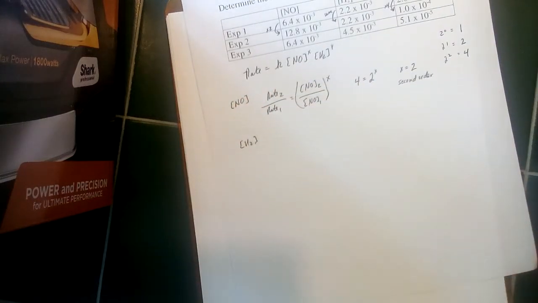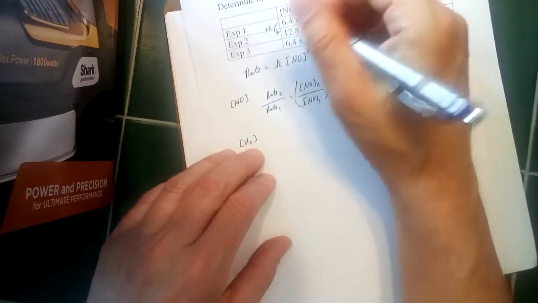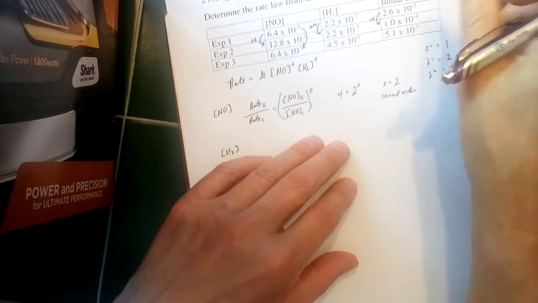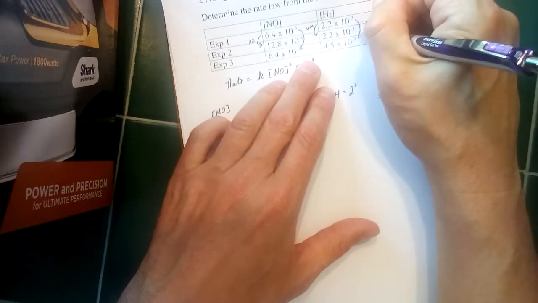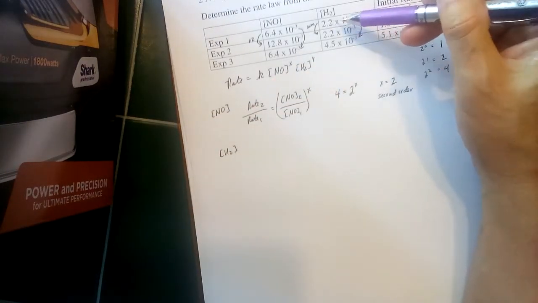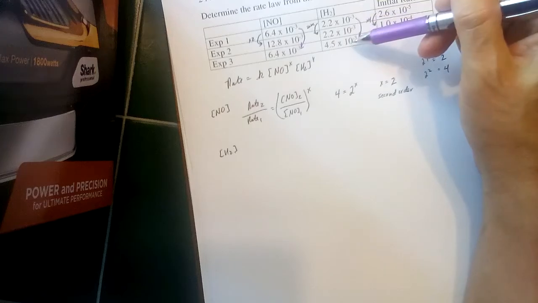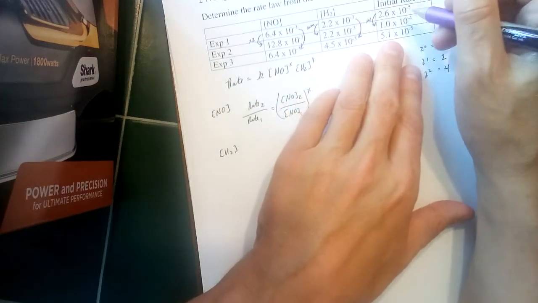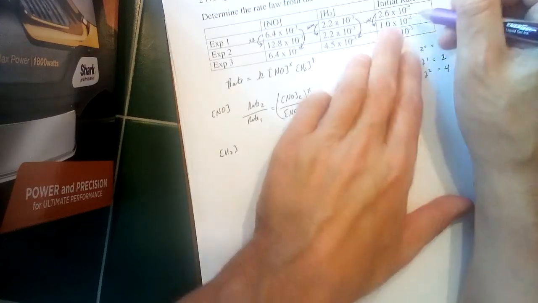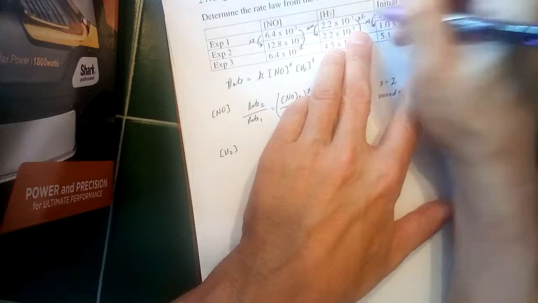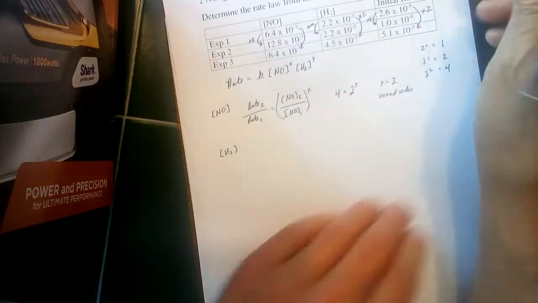In this particular reaction, for hydrogen, if I look from experiment 1 to 3, NO stays the same. Right? So that means I can just focus in on what happens to the concentration of hydrogen. From experiment 1 to experiment 3, that's 2.2 to 4.5. That's basically doubled, maybe a little error in terms of making the solutions. 2.6 to 5.1, both 10 to the minus 5. So my hydrogen doubles, my rate doubles.